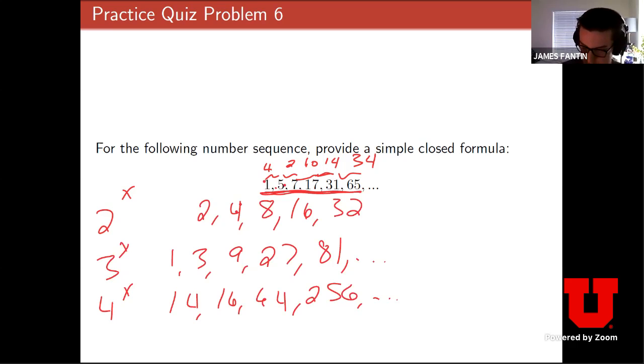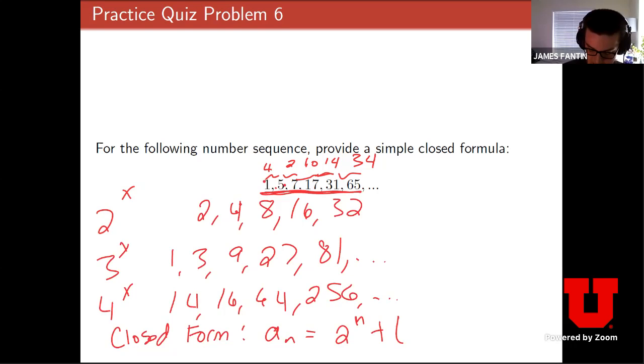So what we kind of have then is our closed form. We have this 2 to the n, and then we have this add 1, subtract 1. The way that we express adding 1 and subtracting 1 is that it's always a -1 to some power.